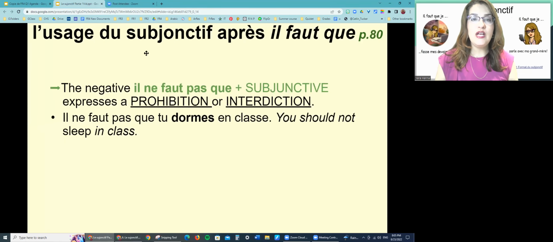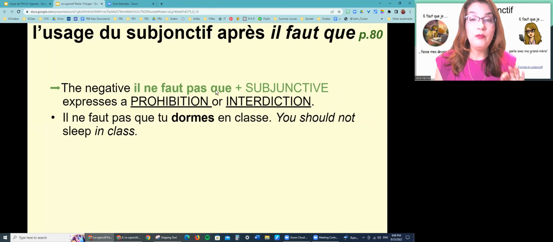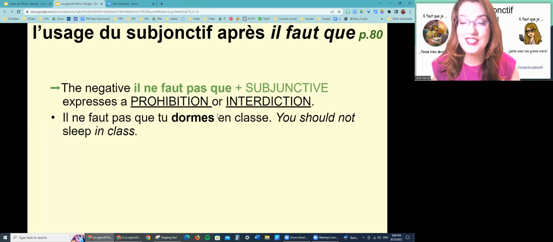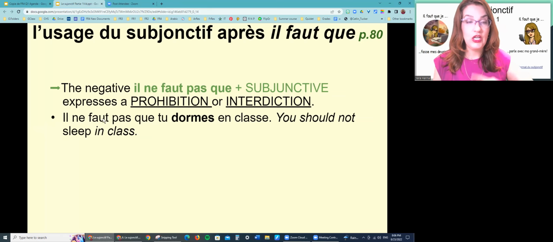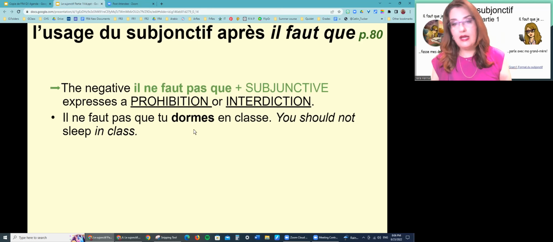Okay, we continue with l'usage du subjonctif après il faut que. The negative, il ne faut pas que plus subjunctive expresses a prohibition or interdiction. It means you do not allow someone to do something, right? Il ne faut pas que tu dormes en classe. You should not sleep in class. So we put ne and pas around faut. D'accord?